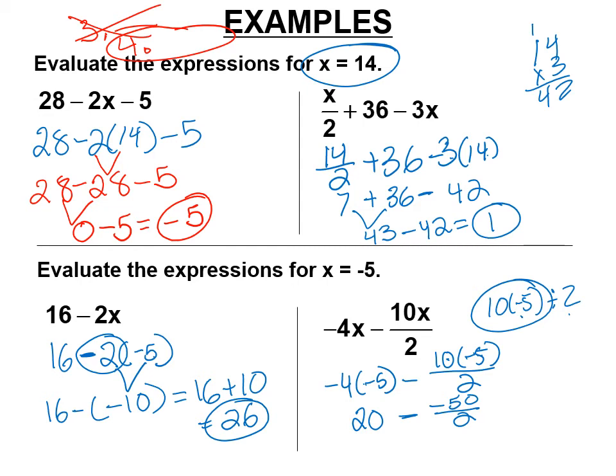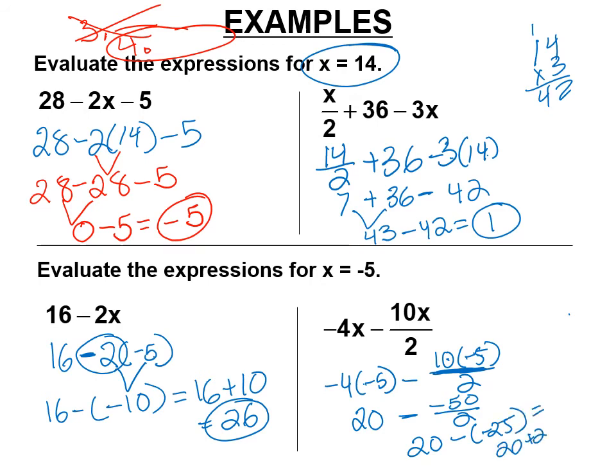Just because of technical reasons, this division will end up being last. So 10 times negative 5 is negative 50. Negative 50 divided by 2 is negative 25. So we have 20 minus negative 25, same as 20 plus 25, which is 45.